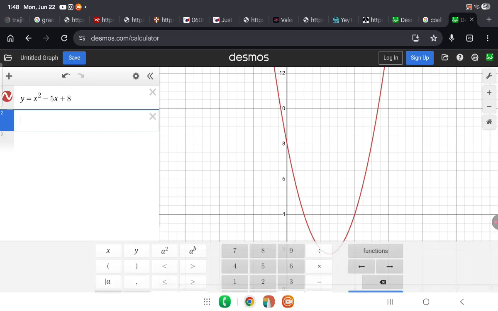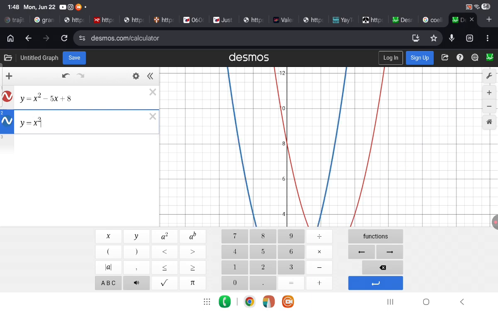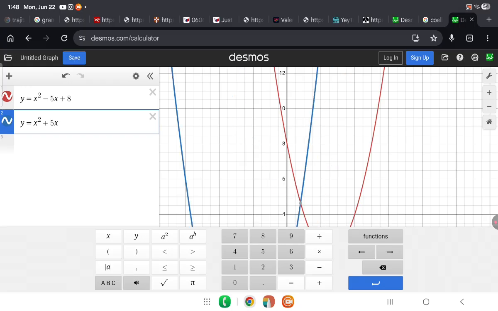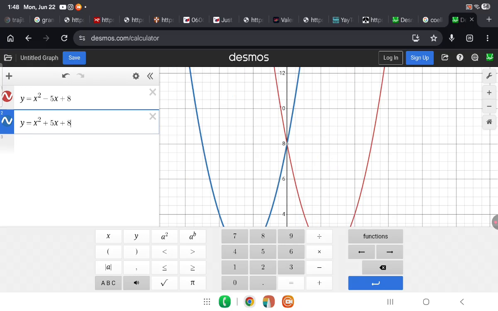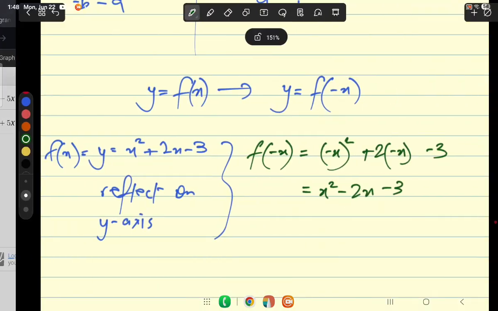Now all I need to do is make the x values negative. So minus x squared is still going to become x squared, so this is going to stay the same, y equals x squared. This minus 5x, when x becomes negative x, becomes a plus 5x, and the plus 8 stays the same because there is no variable attached to it. So can you see how it has reflected on the y-axis? The y-axis is now acting as a mirror for these two functions, right? So this is what happens here.